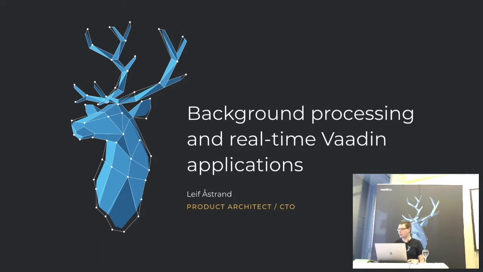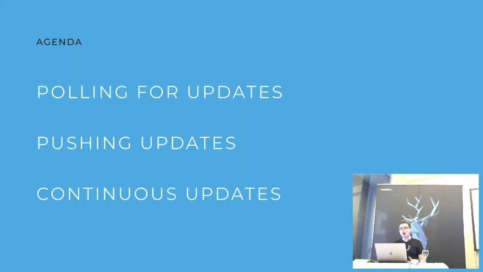all the dirty secrets. What we're going to talk about, again, there's always 3 points on the agenda for some reason. First, polling for updates, then pushing out updates, and then continuous updates. We'll get to see what each of those mean, but it makes things a little bit more complicated for each step here.